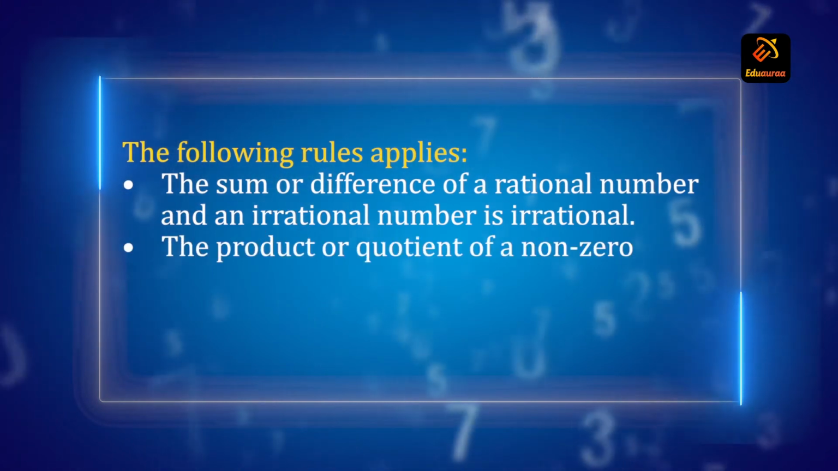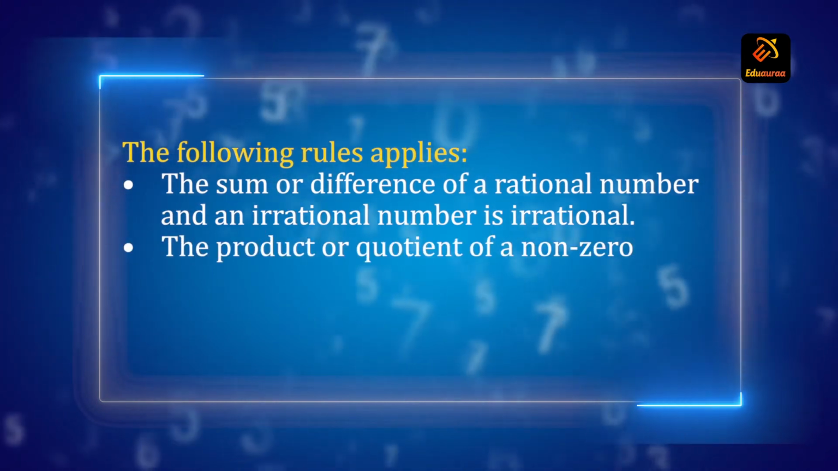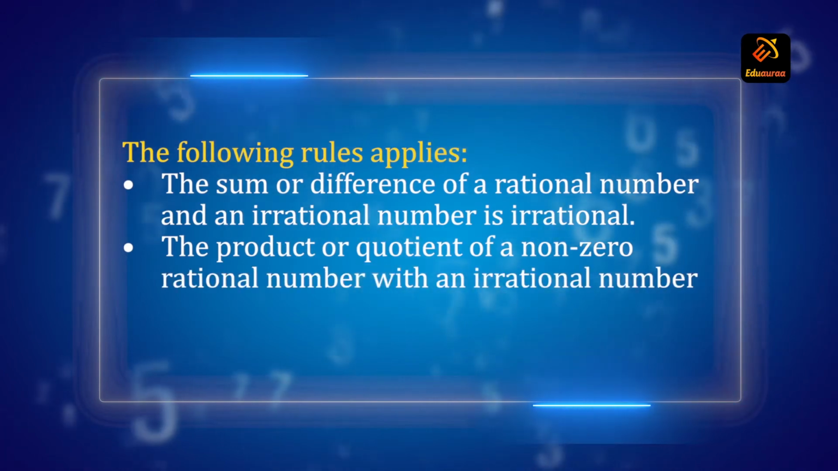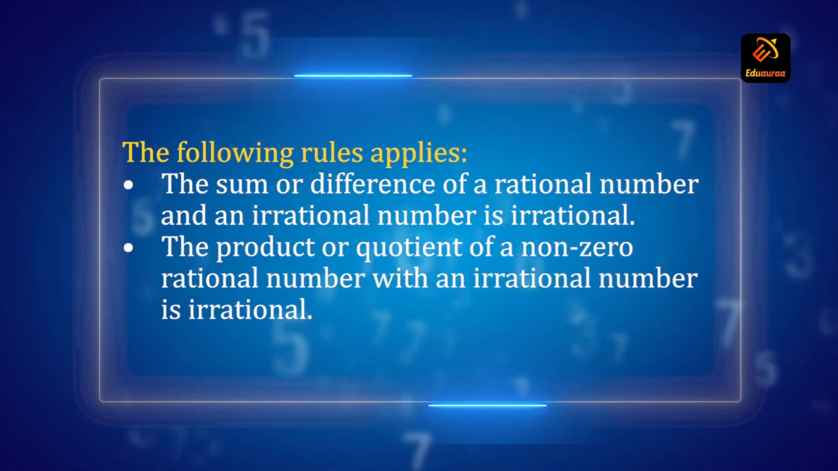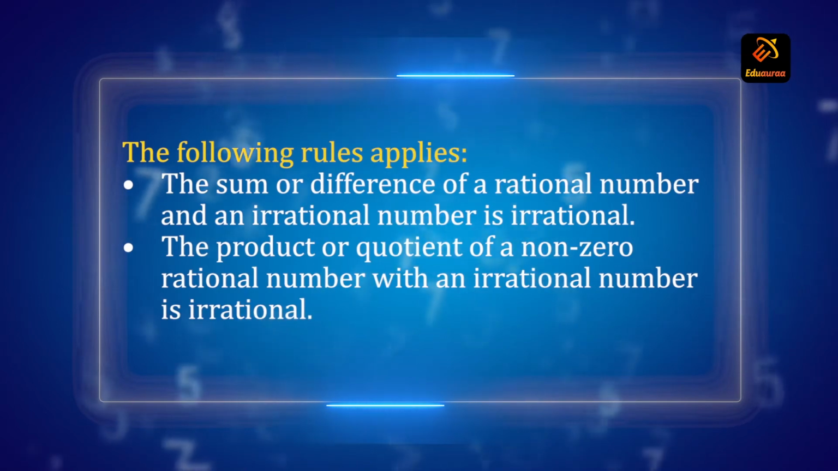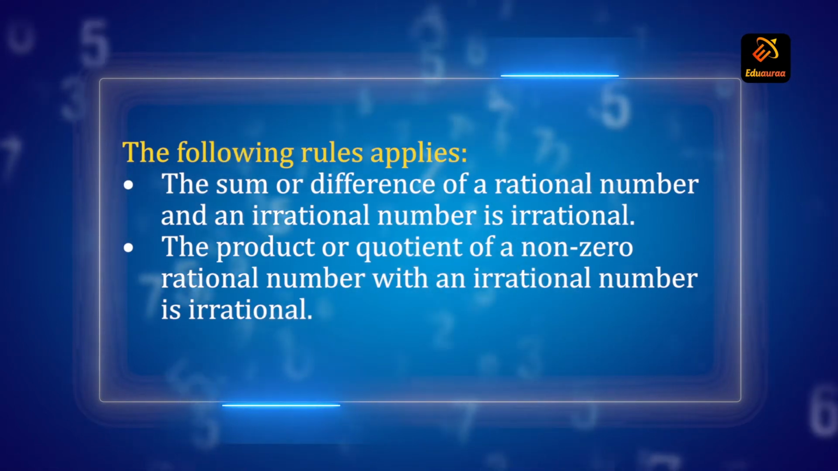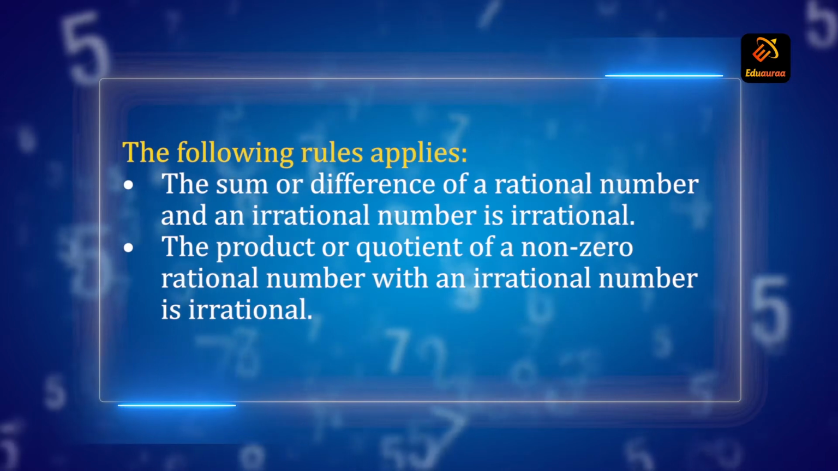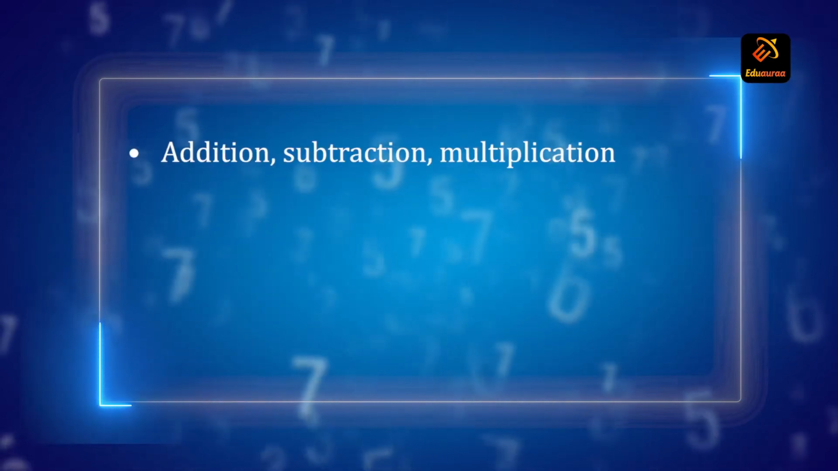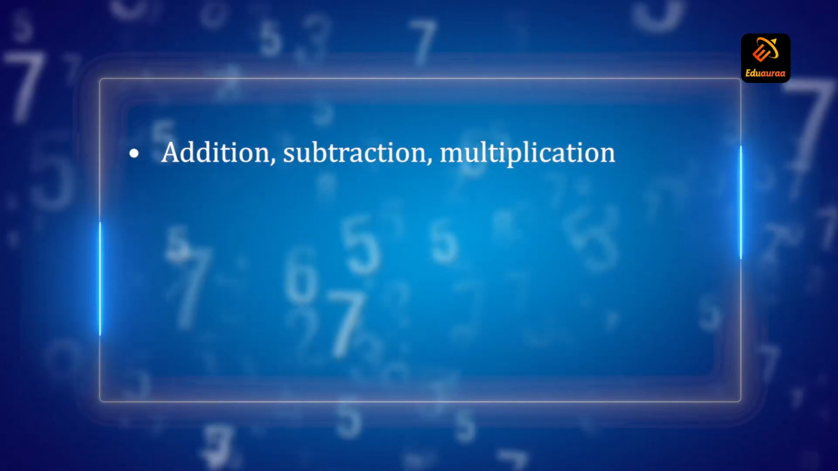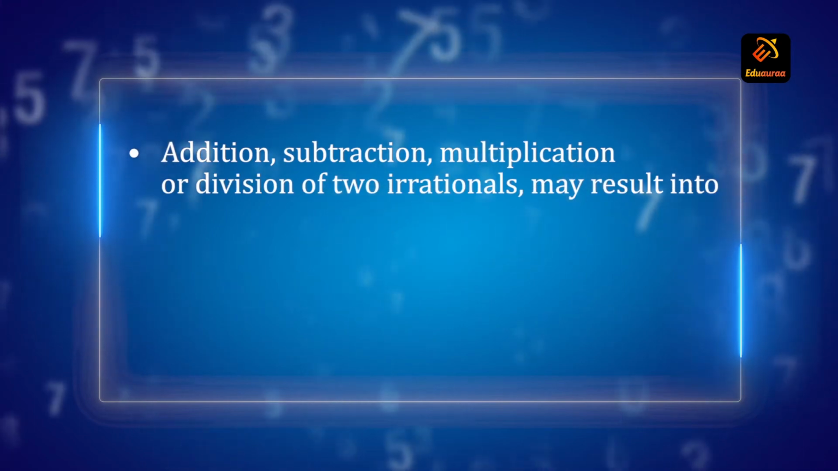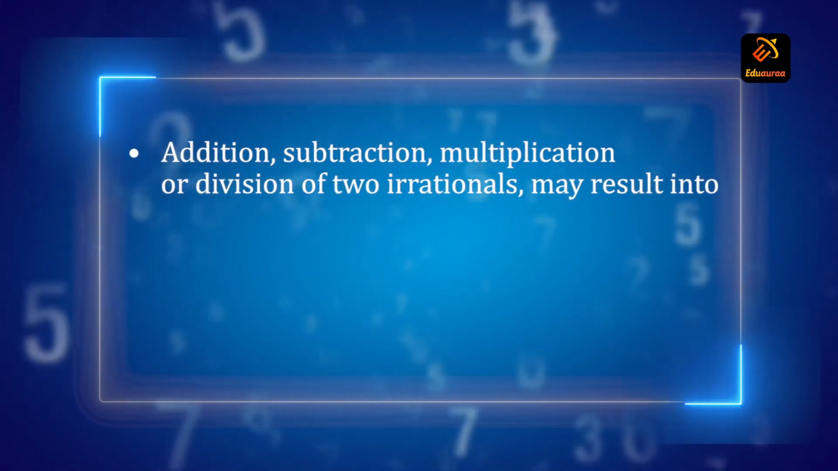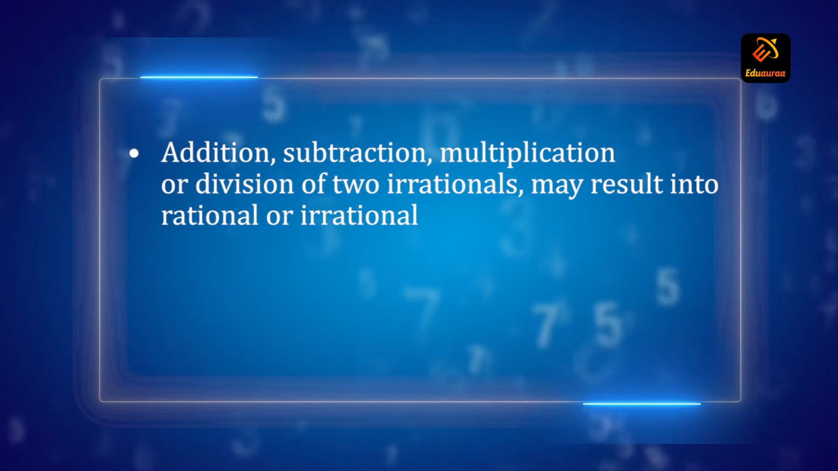The product or quotient of a non-zero rational number with an irrational number is irrational. So 3 into root 2, rational into irrational, is 3 root 2, which is irrational. Addition, subtraction, multiplication or division of two irrationals may be rational or irrational.